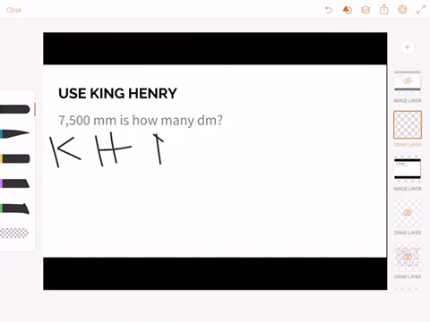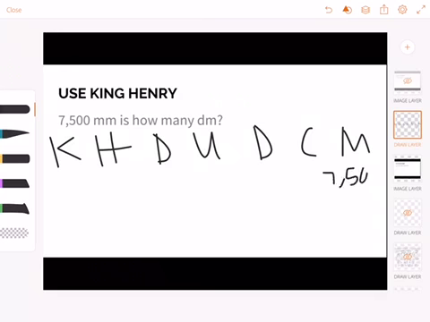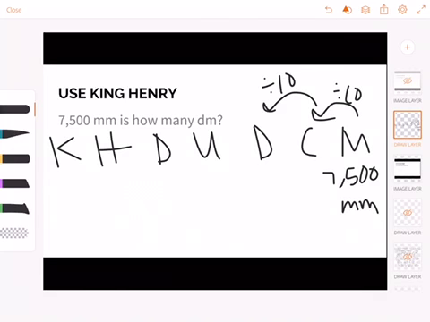There we go. King Henry died unexpectedly drinking chocolate milk. Okay, so they're telling us that 7,500 millimeters, how many decimeters is that? So we're trying to find an equivalent ratio, basically. We know that if we're going to the left, our units are getting bigger, so we actually need smaller numbers to talk about the same distance. So we're going from here, which is a divide by 10, and here, which is a divide by 10. So we're going to take 7,500 and divide it by 10 twice.